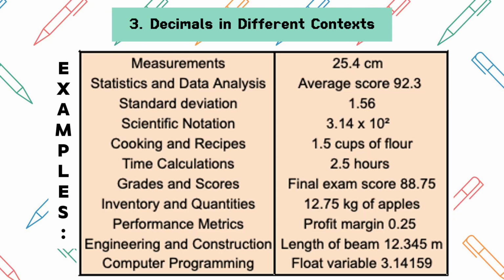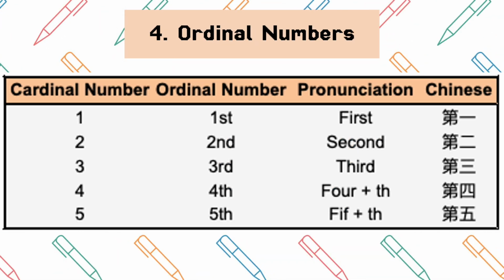For example, measurements: 25.4 centimeters. Statistics and data analysis: 92.3. Standard deviation: 1.56. Scientific notation: 3.14 times 10 to the power of 2. Cooking and recipes: 1.5 cups of flour. Time calculations: 2.5 hours. Ordinal numbers are essential for indicating rank or position in a sequence.